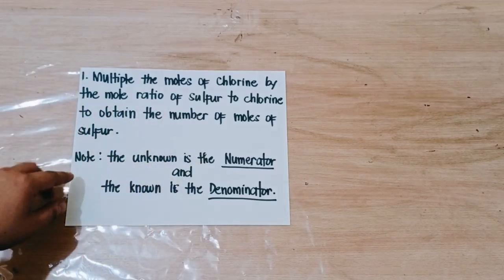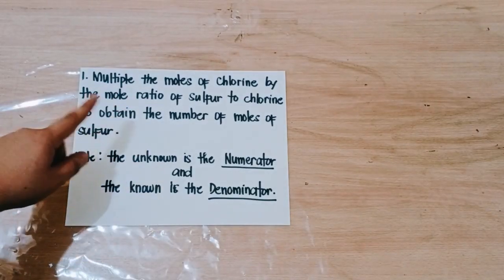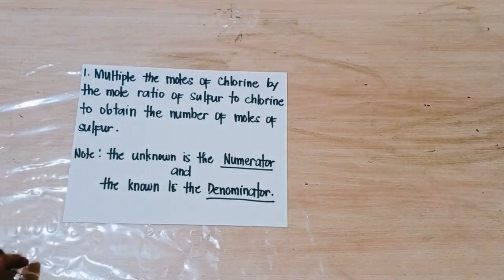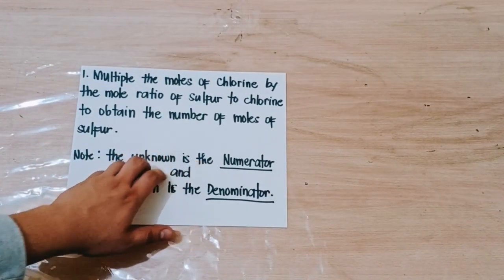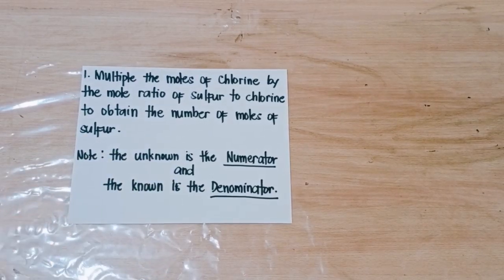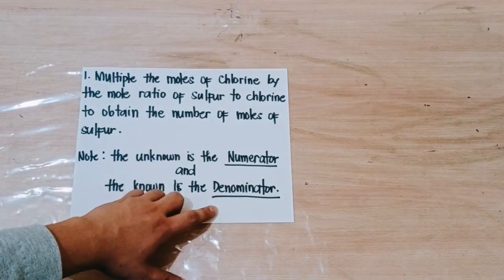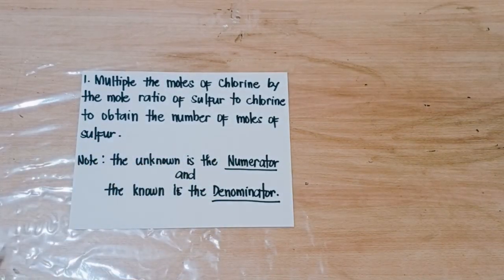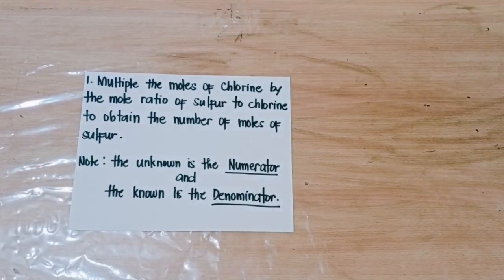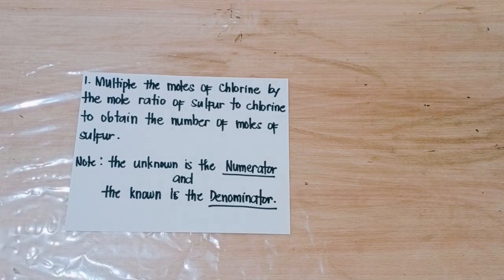You're going to multiply the moles of chlorine by the mole ratio of sulfur to chlorine to obtain the number of moles of sulfur. Tandaan, note, the unknown is the numerator and the known is the denominator. Alam naman natin siguro kung ano yung ibig sabihin ng numerator at denominator, no? Hindi na natin kailangan i-discuss, pero yun yung dapat tandaan. Pag sinabi natin unknown, siya yung numerator. Pag sinabi natin known, siya yung denominator.